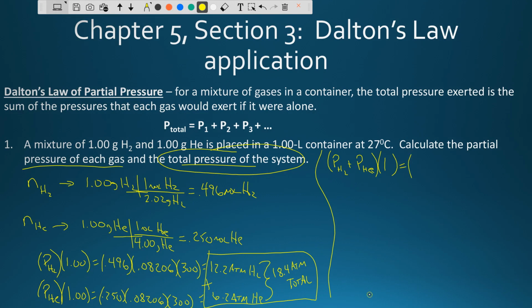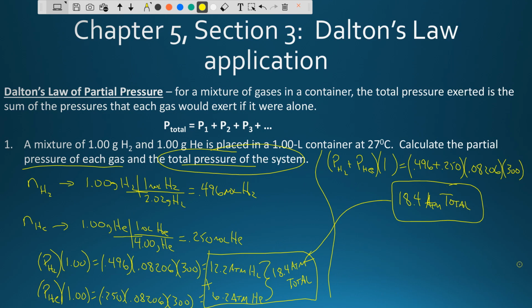Now, the number of moles does also add up, doesn't it? So I have my 0.496 plus my 0.250. That accounts for my hydrogen as well as my helium. 0.08206, and the temperature is going to be 300. And so I would end up with the exact same answer of 18.4 atmospheres total. Okay, now that's only going to work if they want the total pressure, but since they're asking for pressure of each gas, you probably have to solve them in turn.